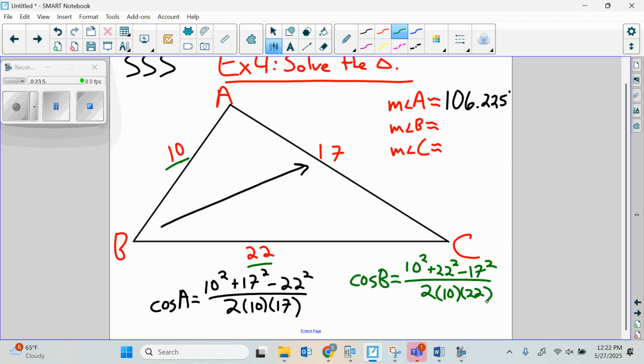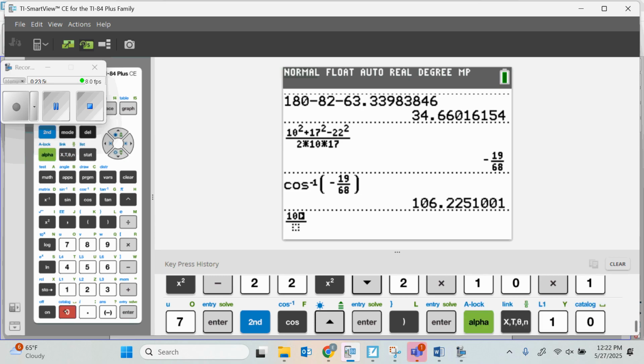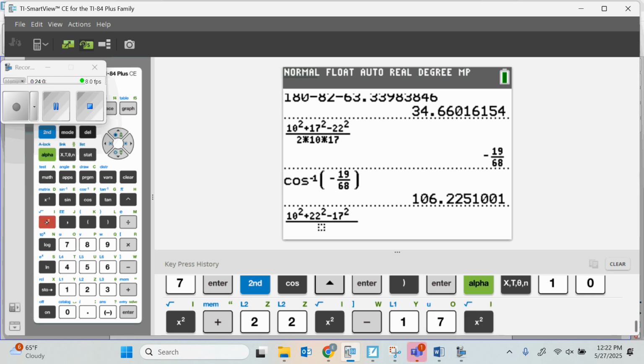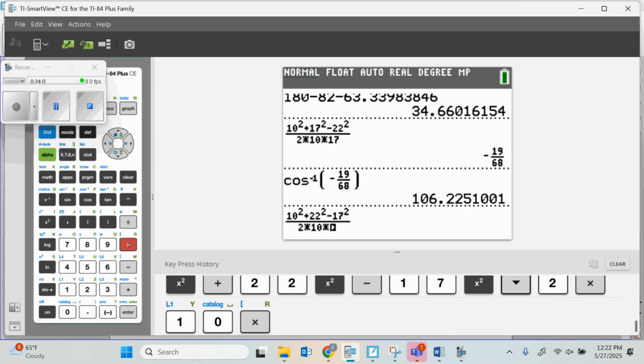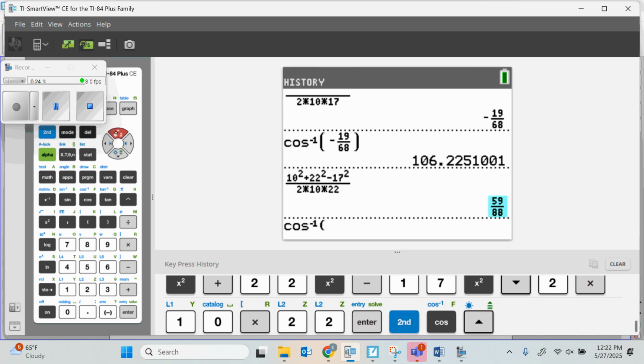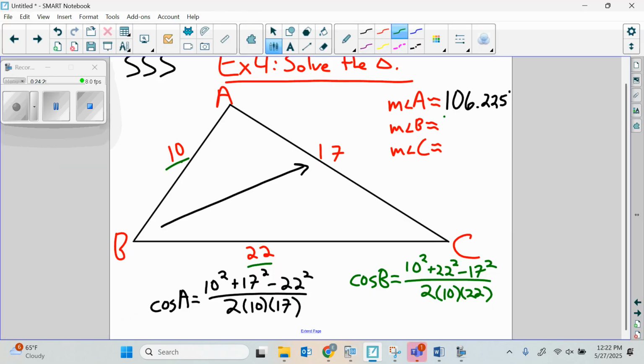And again, I'll do this on my calculator. Fraction bar, 10 squared plus 22 squared minus 17 squared over 2 times 10 times 22. And again, I get this weird fraction. I'm going to inverse cosine that fraction. So I'm going to do second cos of this fraction. And that's going to give me angle B is 47.898 degrees.